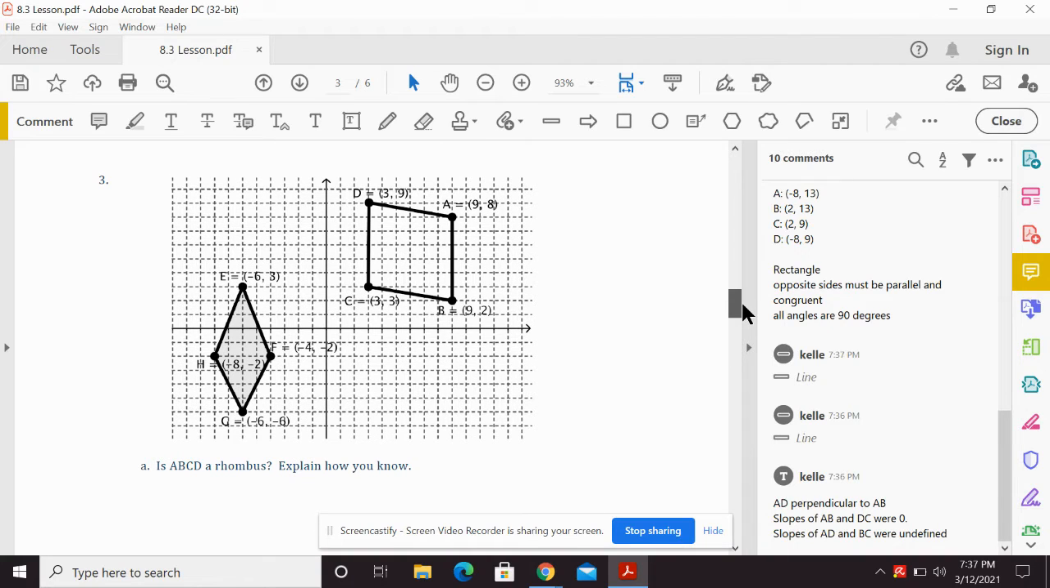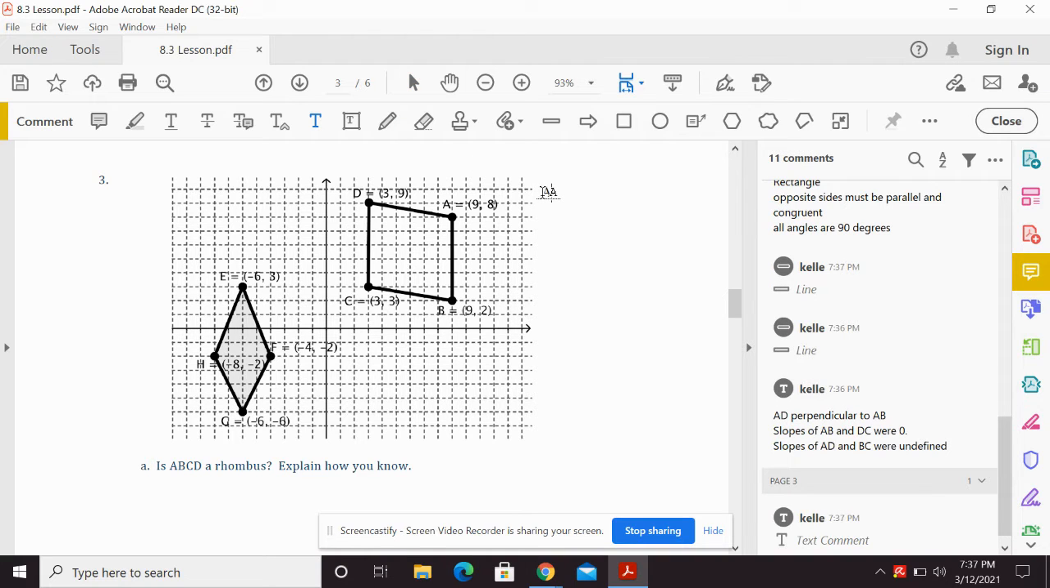All right, the next one. Is ABCD a rhombus? Explain how you know. Okay, so ABCD. Here we go. A is 9, 8. B is 9, 2. C is 3, 3. Yeah, 3, 3. And D, I lost it. Oh, 3, 9.